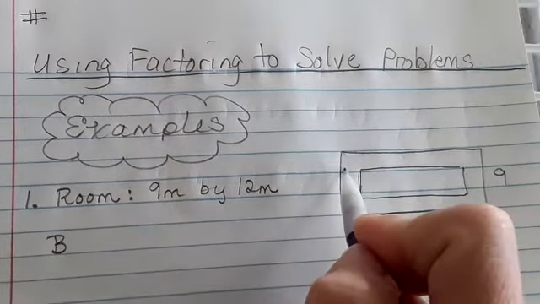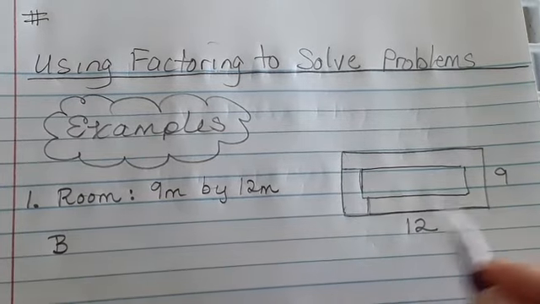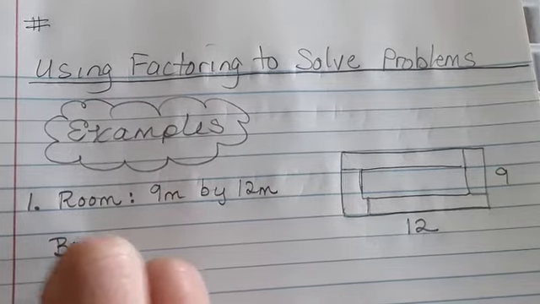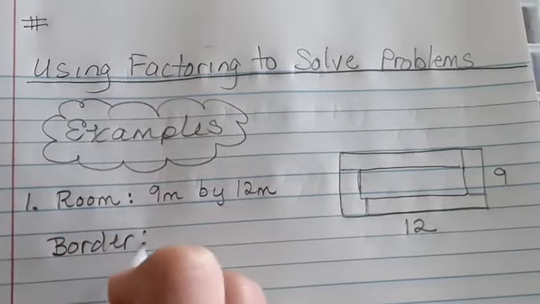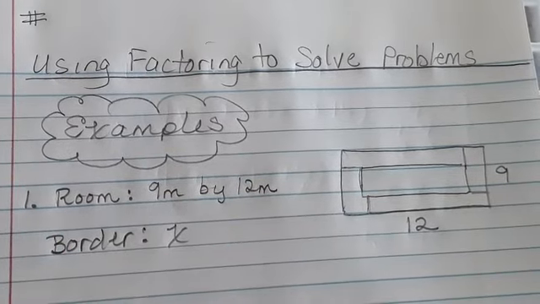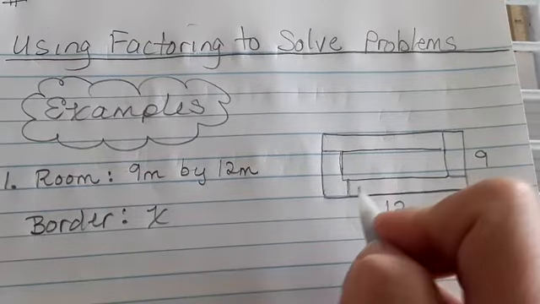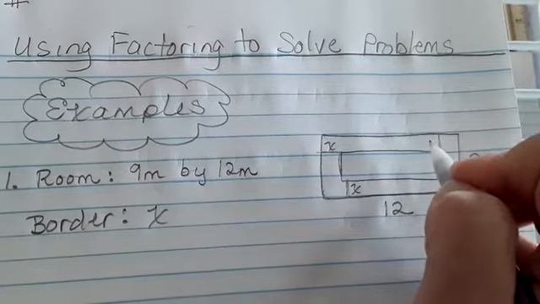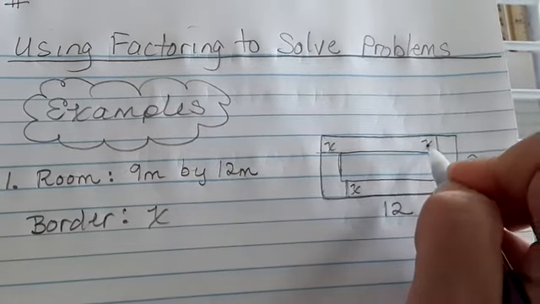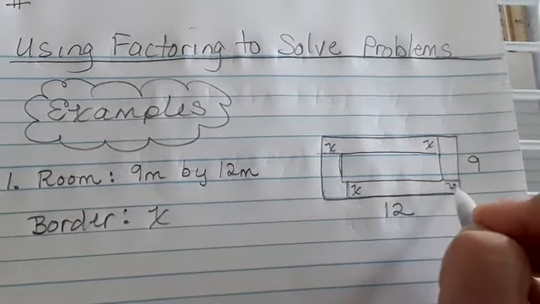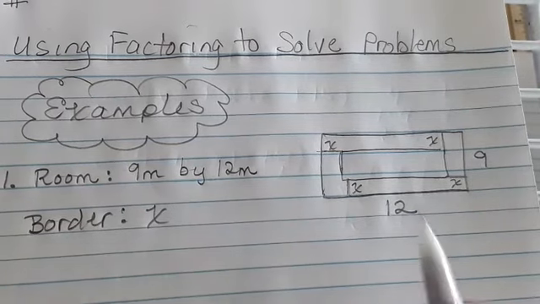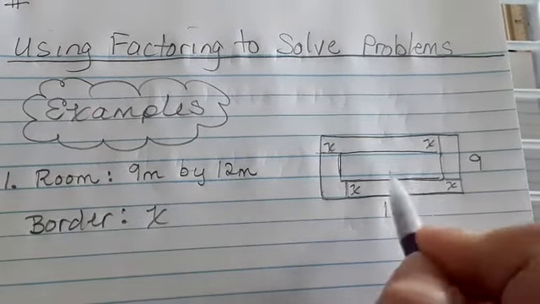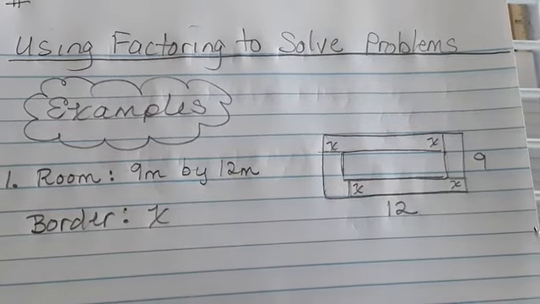I want the border here that we've created all around the room. That is going to be our unknown. Our border is going to be x. So we'll have x here, it'll be x from here to here, all around, and x from here to here. So we need to find a way to represent the length and width of this rug inside the room.